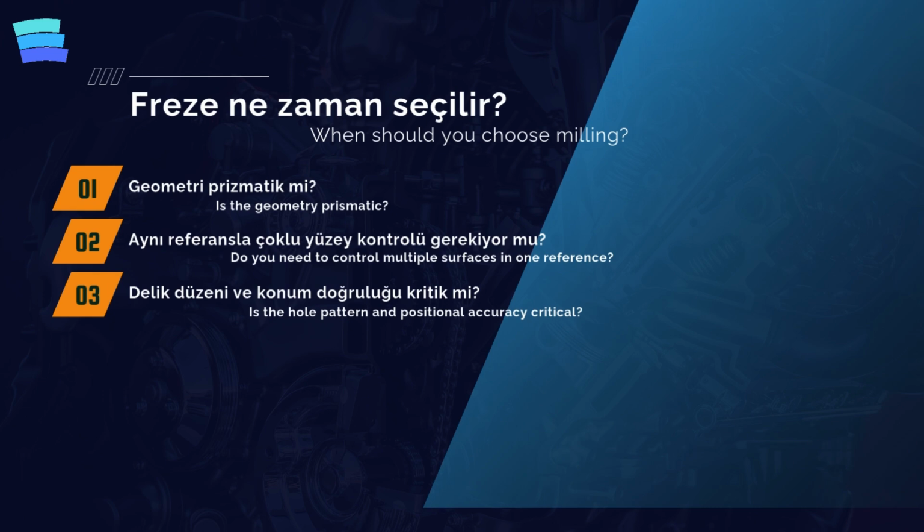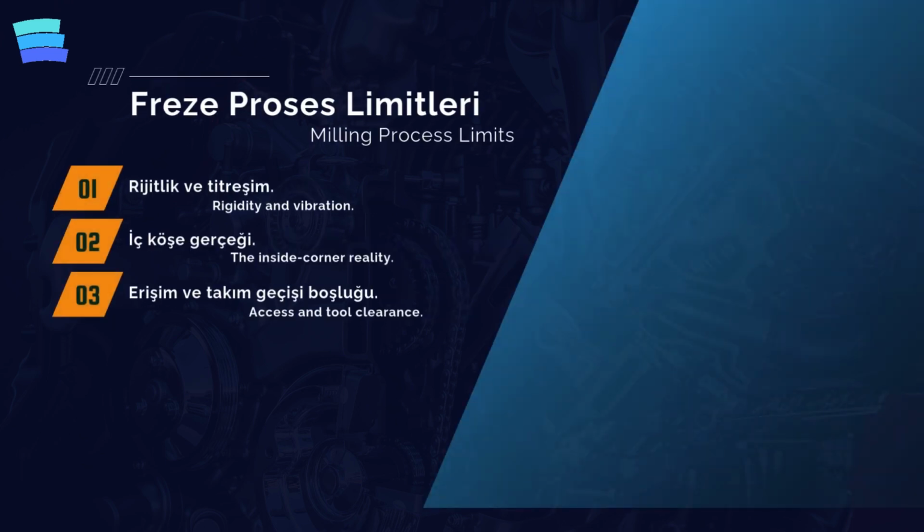3. Is the whole pattern and positional accuracy critical? With the right fixture and the right reference strategy, machining centers can control hole positions more consistently. The key question remains the same. How many clampings? How many measurements? Process limits. Limit 1. Rigidity and vibration.